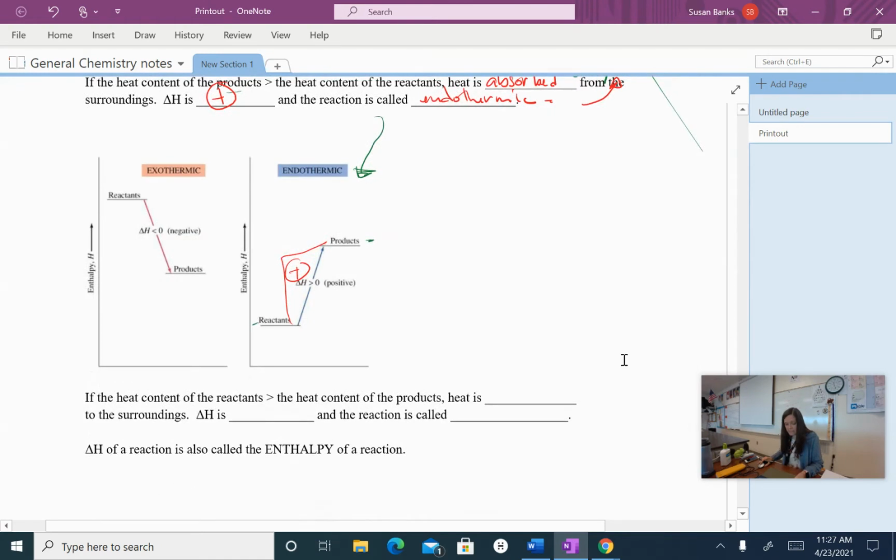Okay, next, if the heat content of the reactants right here is greater than the heat content of the products, notice as I'm going down, my energy is going down. The heat is given off or transferred to the surroundings. It's released to the surroundings. And if heat is released, that's going to feel hot. Okay? Delta H is negative. And the reaction is called exothermic.